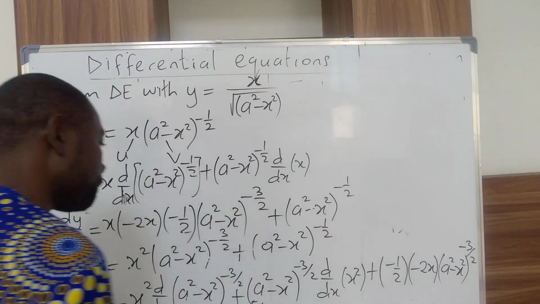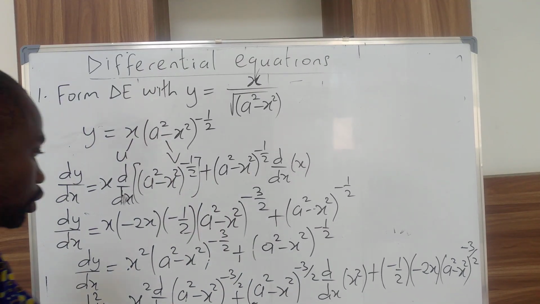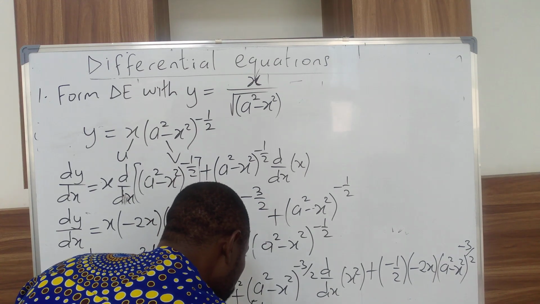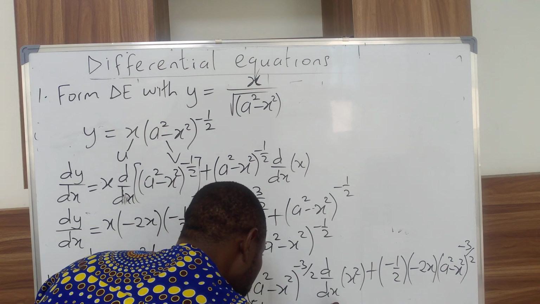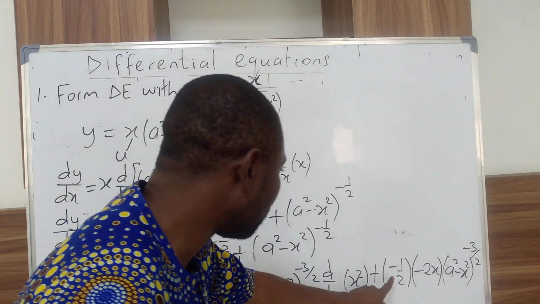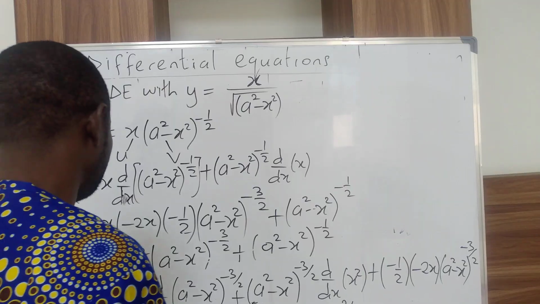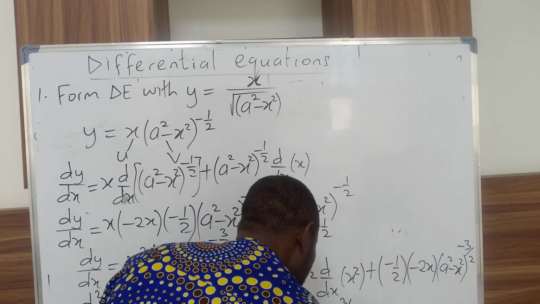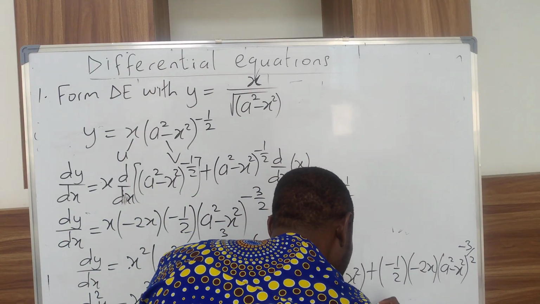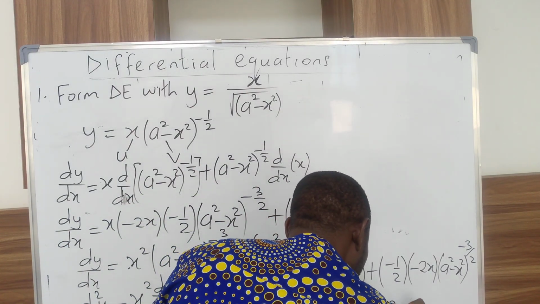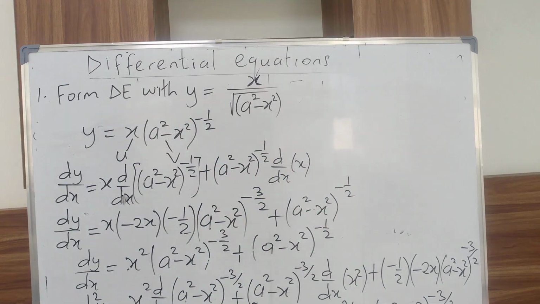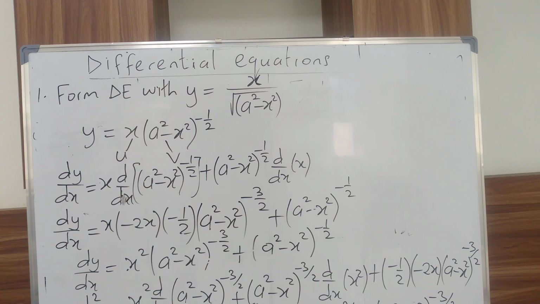Plus, of course, if I differentiate x squared, it's going to give me 2x. So 2x into (a squared minus x squared) to the power minus 3 over 2. Okay? Now this one, minus times minus will give me plus. Okay? 2 will cancel 2. So this one will give me x into (a squared minus x squared) to the power minus 3 over 2. Okay? You are getting there.